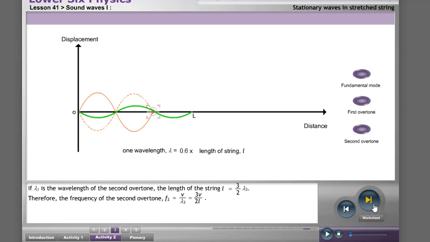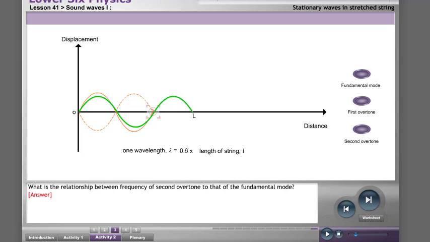If lambda 3 is the wavelength of the second overtone, the length of the string L equals 3 over 2 lambda 3. Therefore, the frequency of the second overtone, F2, equals V over lambda 3, which equals 3V over 2L.